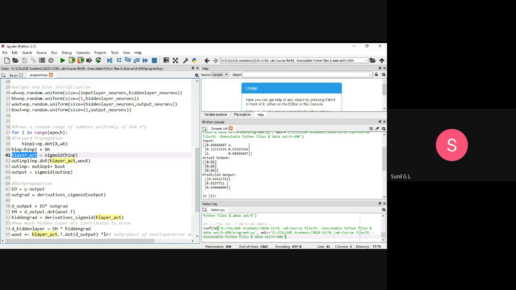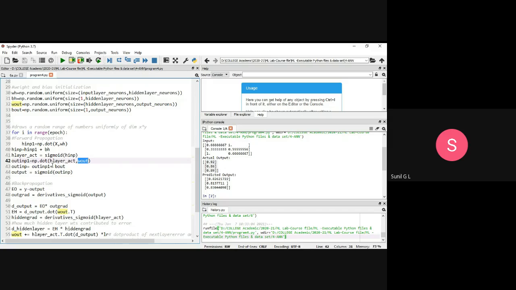Okay, so the same thing we are doing: we are multiplying whatever we get as output with w out, the weights of the output layer. So our w out is the weights between the hidden neurons and the output neurons. That will be multiplied with whatever the input of the first layer, that is the input layer.